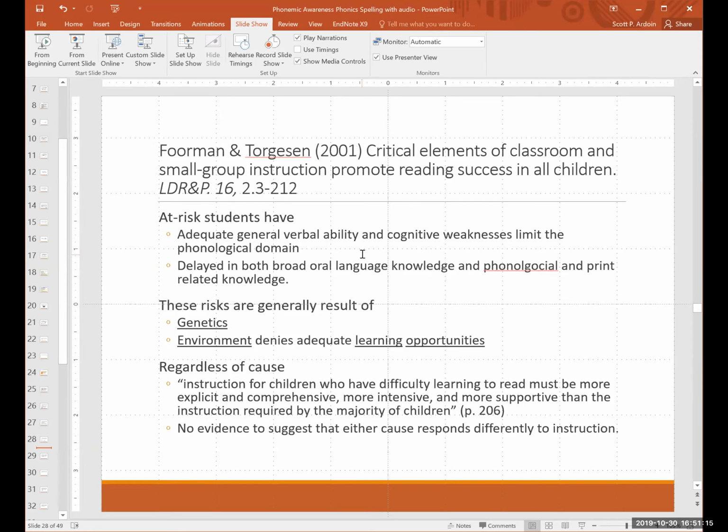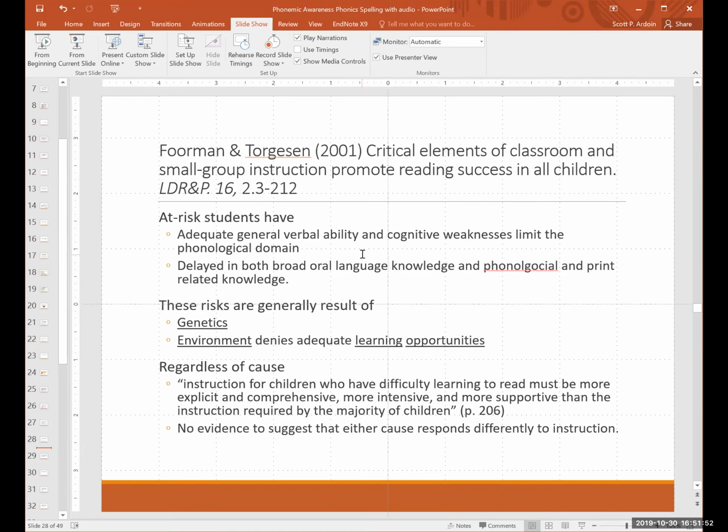Okay, so what this is saying is there's no evidence to suggest that whether someone's difficulty learning to read is due to genetics, or due to the environment not providing them with adequate opportunities, students with either of those difficulties are going to benefit from the same type of instruction. They're going to benefit from instruction that is more explicit and comprehensive, more intensive, and more supportive than instruction required by the majority of other children.